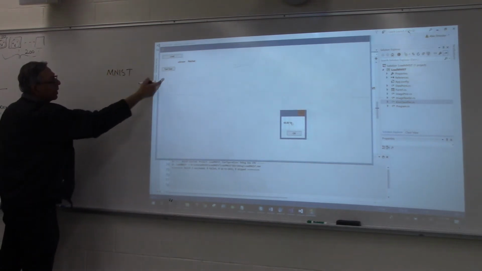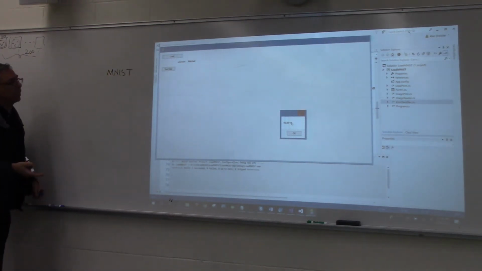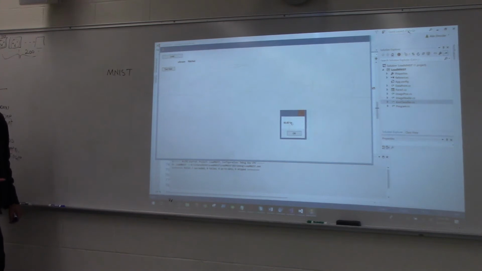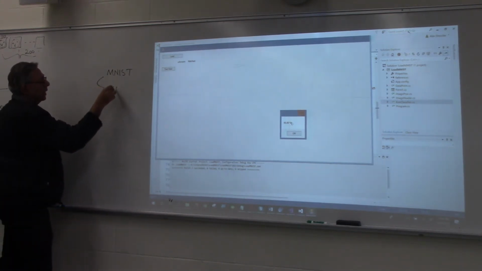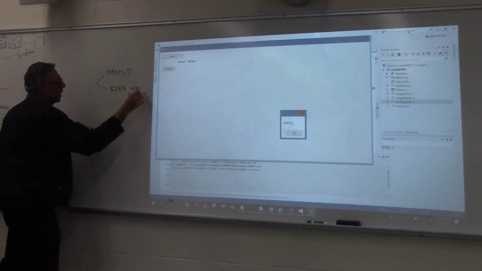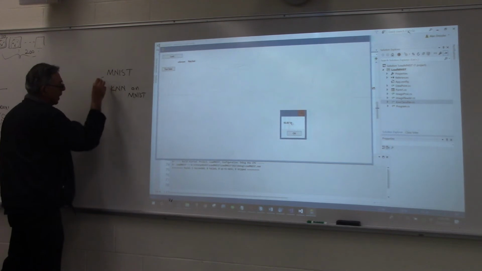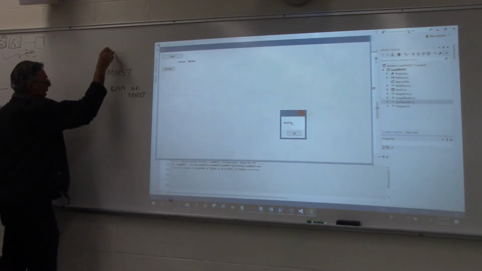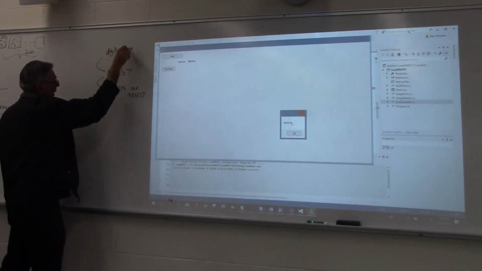So the code, which is already on the website, is on the MNIST data. So I'm showing you a KNN example on MNIST. Most of you already know MNIST, but MNIST is basically a digit recognition data set.